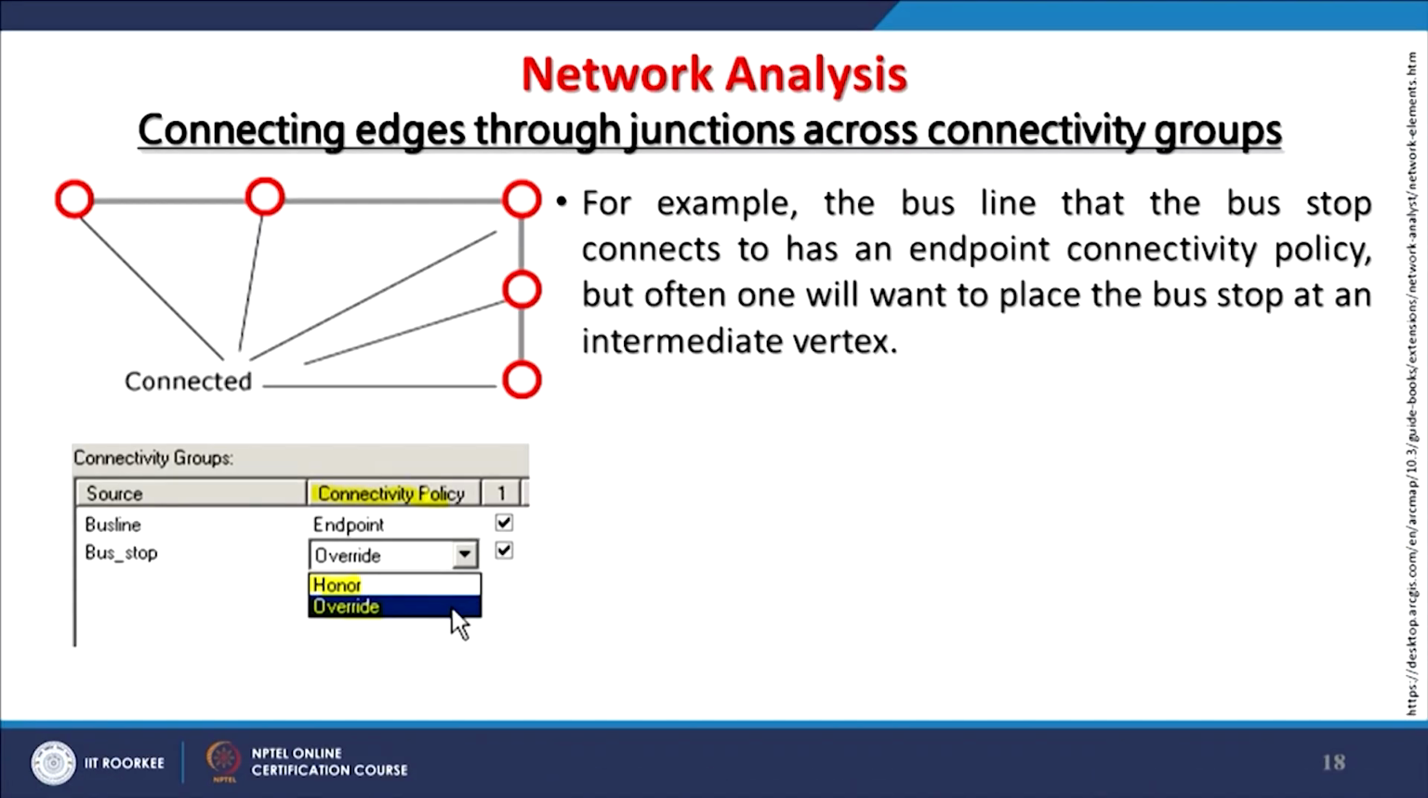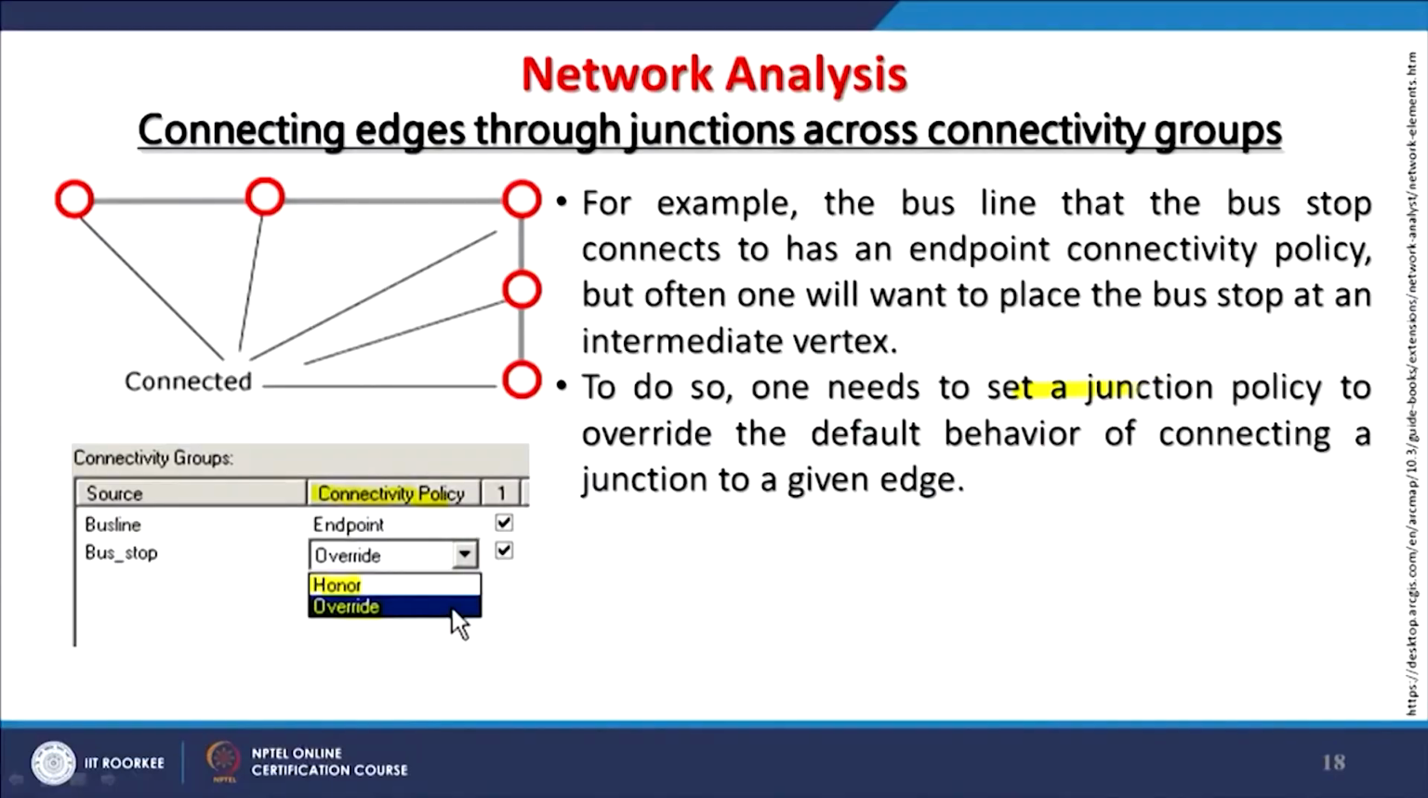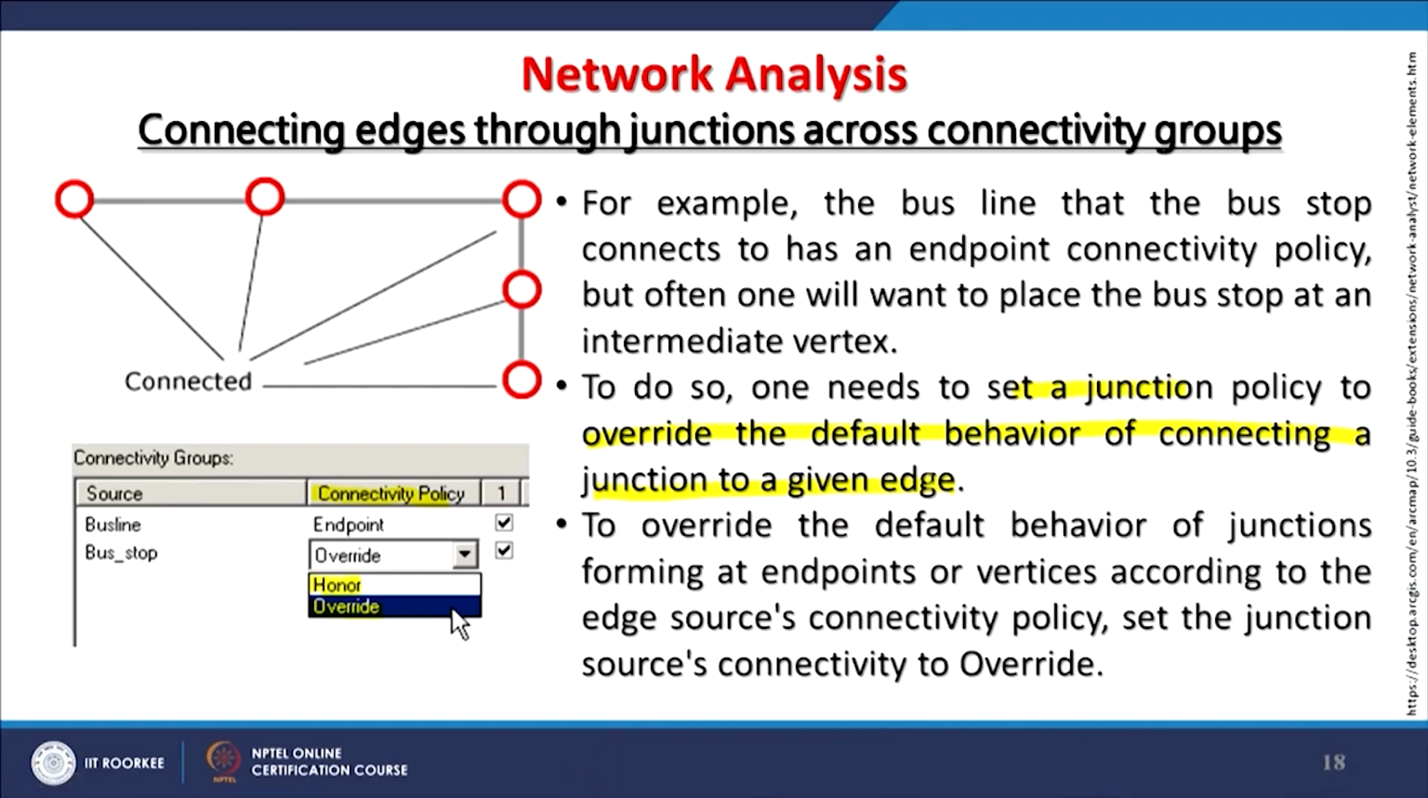For example, the bus line that the bus stop connects to has an endpoint connectivity policy, but often one will want to place the bus stop at an intermediate vertex. If it is in the planning stage, that can be done: you do not want the bus stop at the end, you want a bus stop before that also. In order to achieve that, one has to set a junction policy, which will override the default behavior of connectivity of a junction to a given edge, and then it can be done.